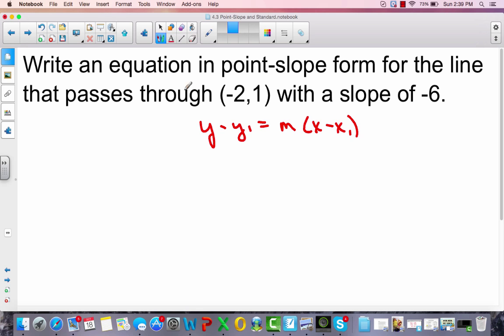Okay, so we've got y minus, this is a 1, equals m, which is negative 6, times x minus, and this is what I do whenever I always write x minus, and then if this number is a minus also, I go x minus a minus 2, and we end up with a plus. Is that what you got?